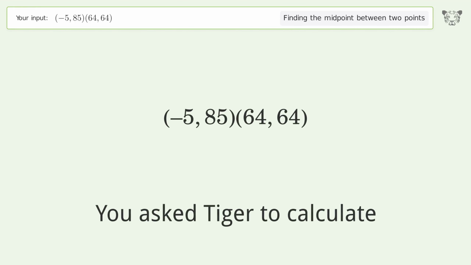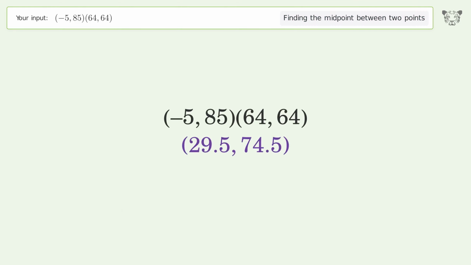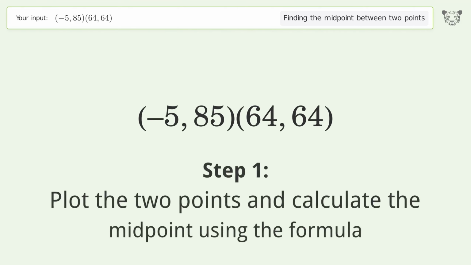You ask Tiger to calculate. This deals with finding the midpoint between 2 points. The midpoint between the 2 points is 29.5, 74.5. Let's solve it step by step. Plot the 2 points and calculate the midpoint using the formula.